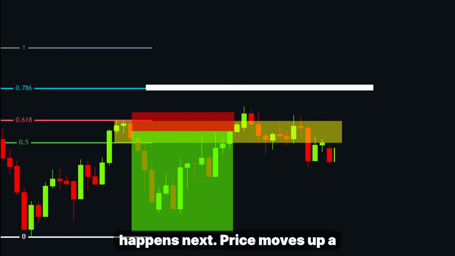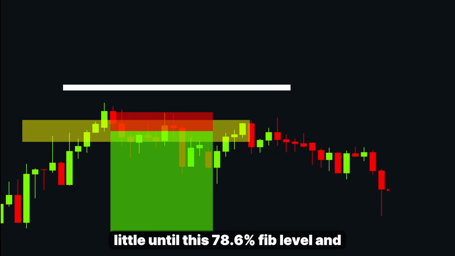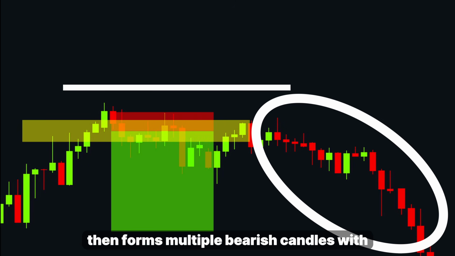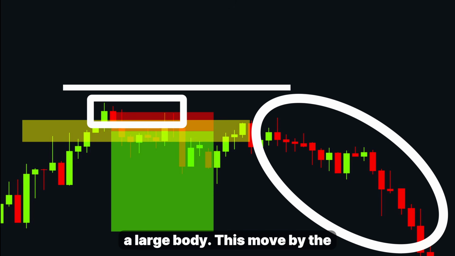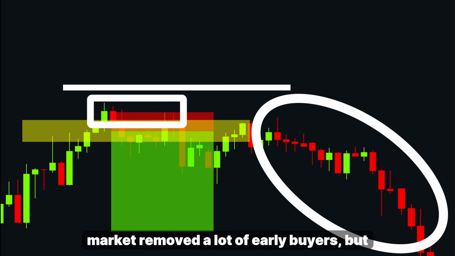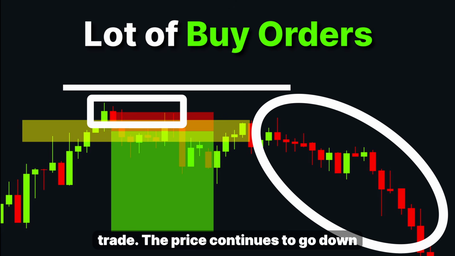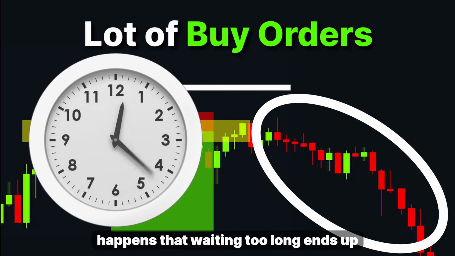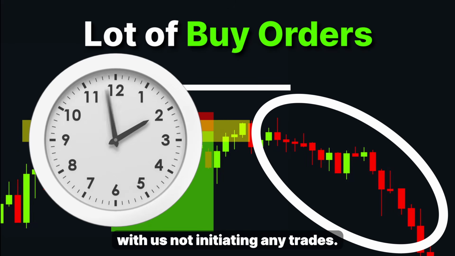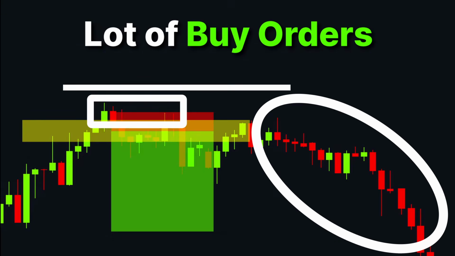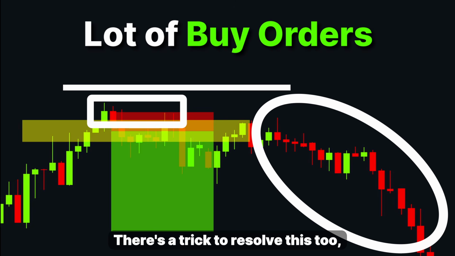Price moves up a little until this 78.6% fib level and then forms multiple bearish candles with a large body. This move by the market removed a lot of early buyers, but smart money got what they wanted, a lot of buy orders. The price continues to go down after this level. But sometimes it happens that waiting too long ends up with us not initiating any trades. There's a trick to resolve this too, along with not getting into the smart money trap. Let's learn it from another example.